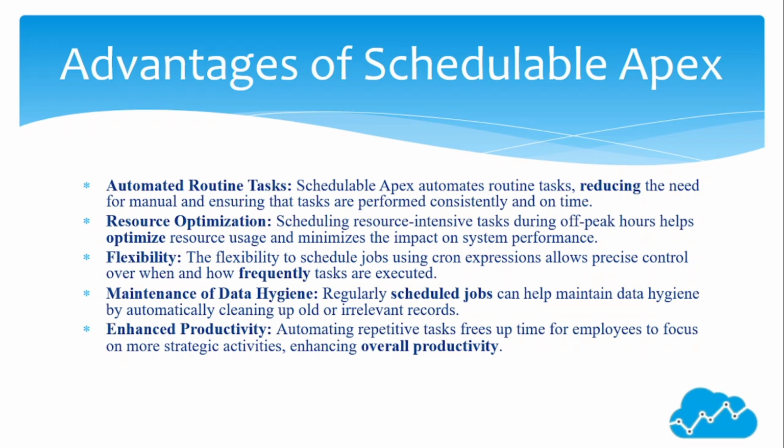Advantages of schedulable Apex. Automated routine tasks: schedulable Apex automates routine tasks, reducing the need for manual work and ensuring that tasks are performed consistently and on time. Resource optimization: scheduling resource-intensive tasks during off-peak hours helps optimize resource usage and minimizes the impact on system performance. Flexibility: the flexibility to schedule jobs using cron expressions allows precise control over when and how frequently tasks are executed.